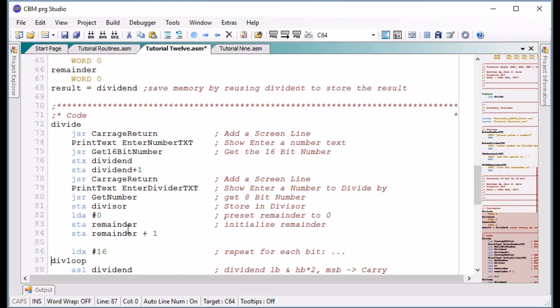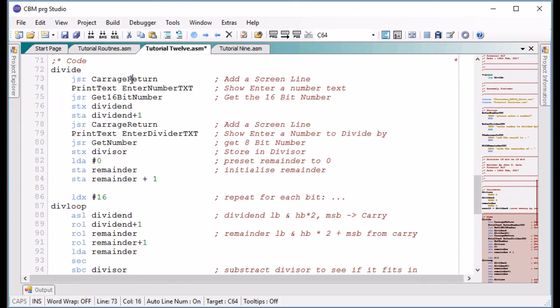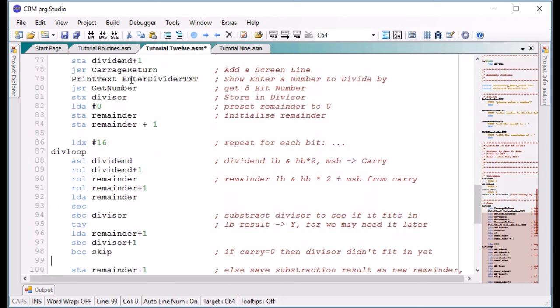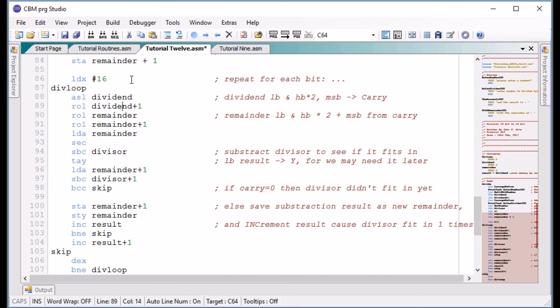So the code is, right, add a line to the screen, print out or display, enter a number. So we get a 16-bit number, then we store it, and then we add another line and then get the divide by, and we get an 8-bit number this time and we store it in the divisor. We initialize the remainder and we load the counter for 16 bits because remember the number is a 16-bit number.